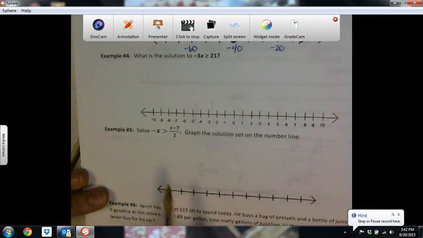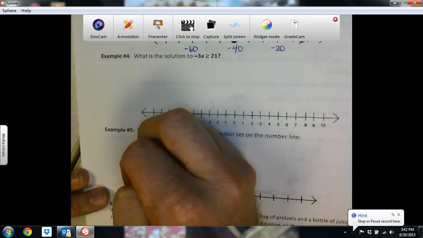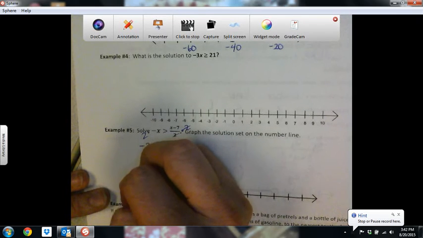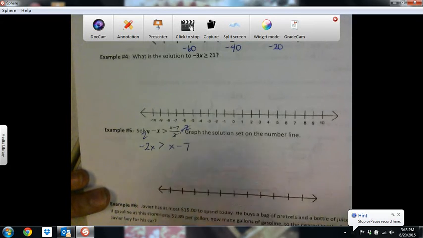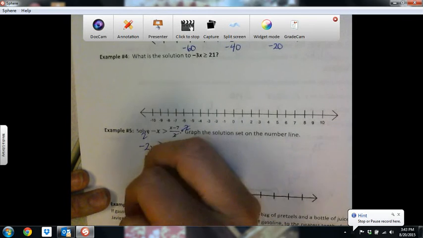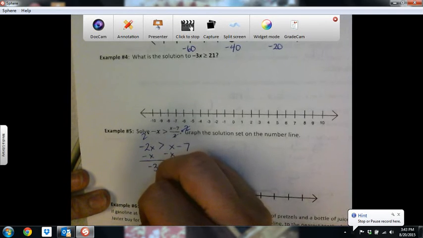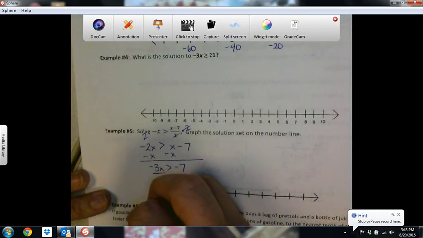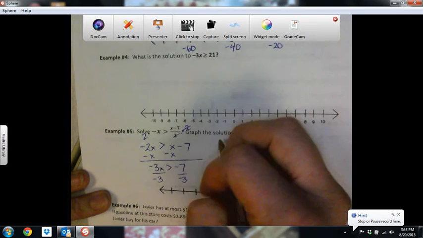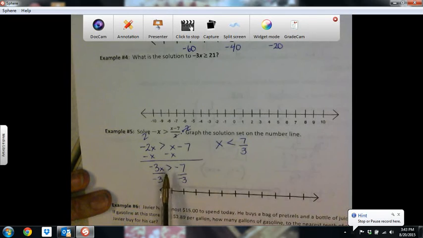For question number 5, I want to find a way to solve for the variable x. So the first thing I'm going to do is I'm going to multiply both sides by 2 to cancel the 2 out here. Multiply this by 2, and I get negative 2x is greater than x minus 7. Well, in order to solve that, I'm going to subtract x and subtract x. And I get negative 3x is greater than negative 7. And then in order to solve this, I have to divide by negative 3 and divide by negative 3. So I get x is less than 7/3.